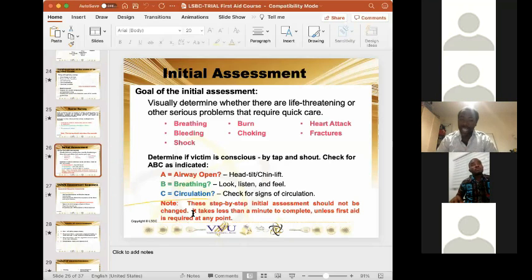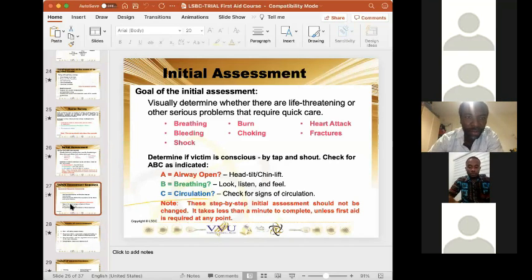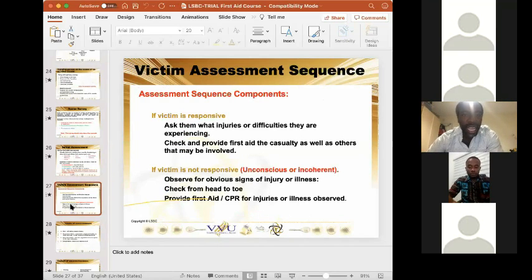This question might appear in your quiz: airway open, breathing, and circulation. It's very important that you take note of it. In the assessment sequence, there are components that I want you to pay attention to.